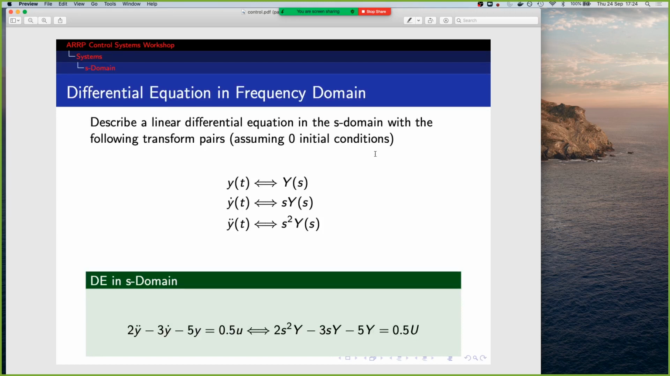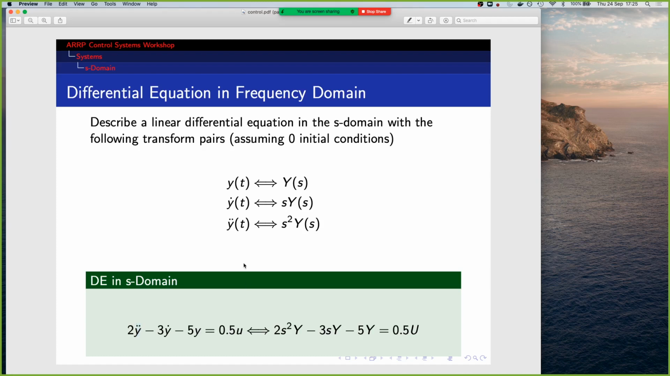So the time domain differential equation looks something like this, and hopefully you're all comfortable with the dot notation for derivatives. So double dot is the second derivative of y, single dot is the first derivative of y, and y is just the value of y, and this is u. So this is the time domain version of a differential equation. We've got some linear combination of y's and its derivatives, and some linear combination of u's and its derivatives.